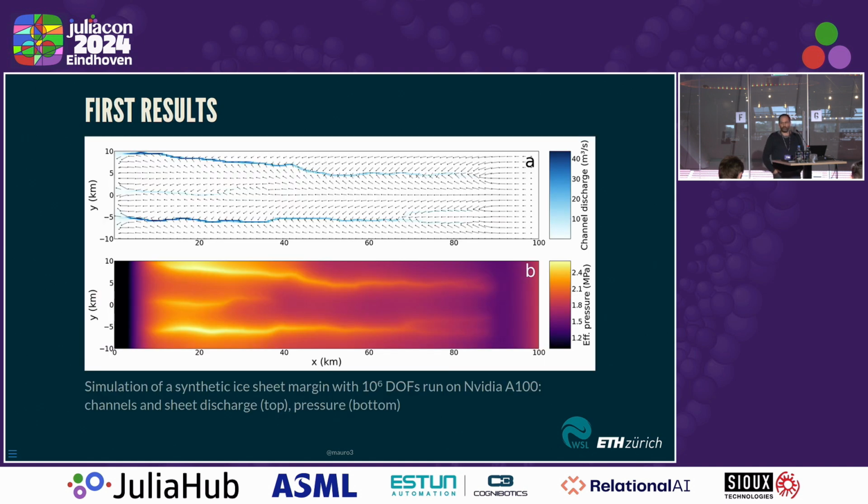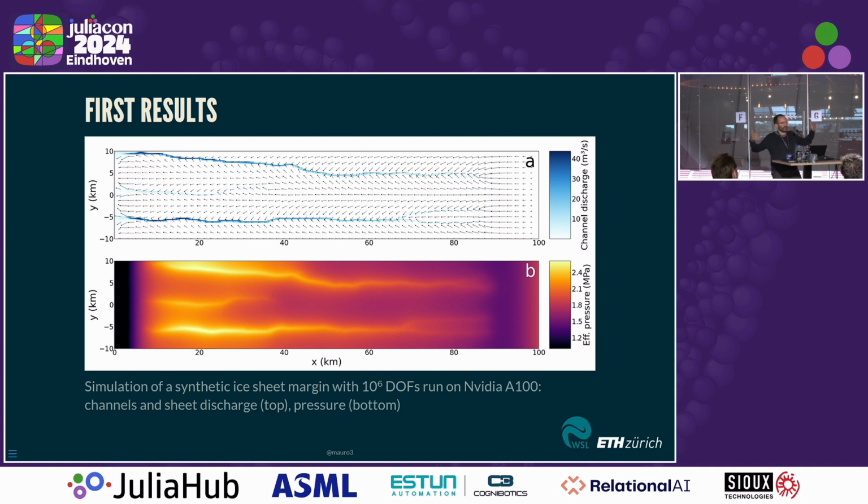So this is an example of some first results we're producing. This is a synthetic setup of an ice sheet margin-like topography. Ice and water flow is from the right to the left. At the top, you see these channels, the blue things which form. This is a run into a steady state under steady forcing. And the arrows indicate the directions of water flow in the sheet.